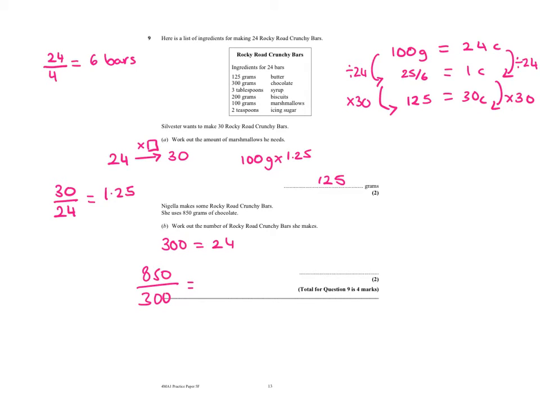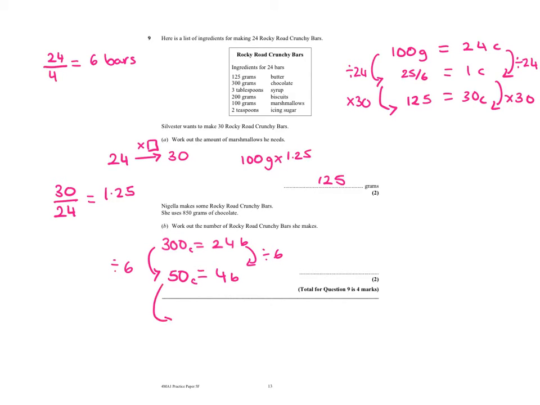Okay, let's break it down a bit more then. So we know we're not going to go for that method. We're going to try another method. So I want to work out 100 grams. No, 50 grams is what I want, because I know that 50 goes into 850 nicely. So I need to divide this side by 6, and then I need to divide this side by 6. So I get 4. So 4 bars is 300 grams of chocolate.